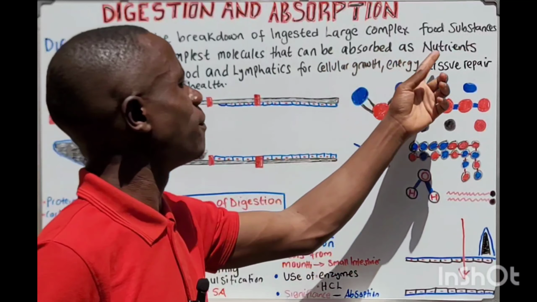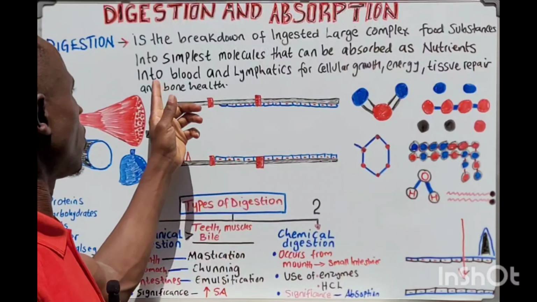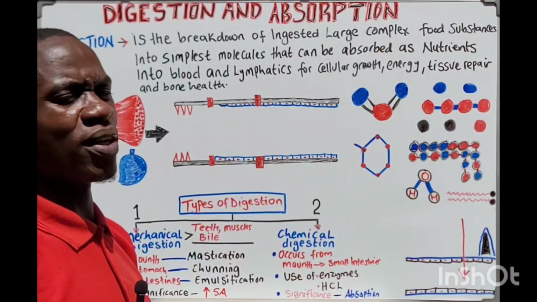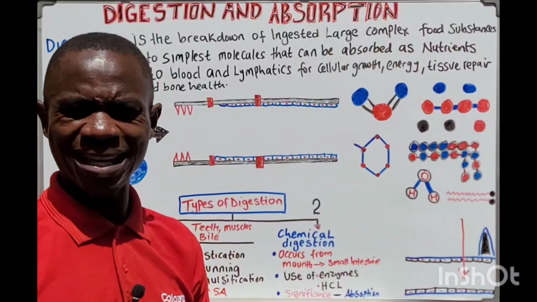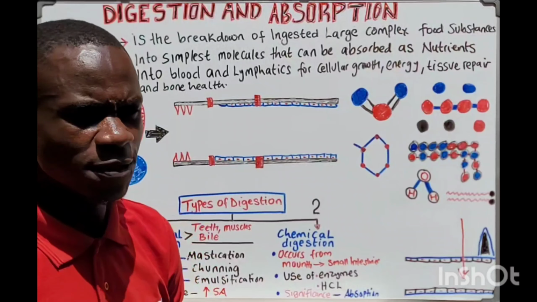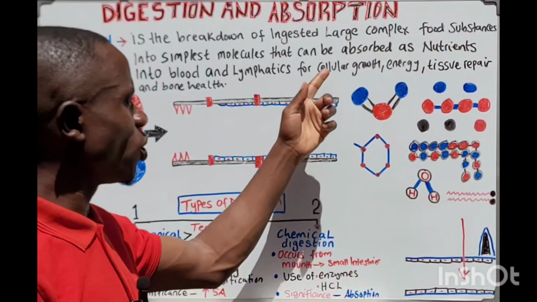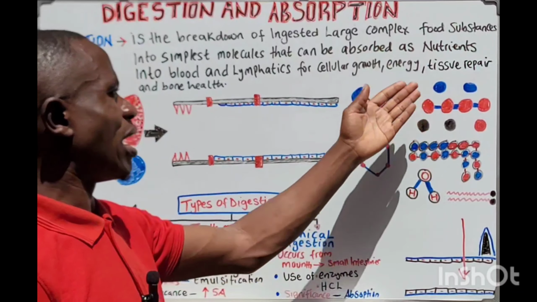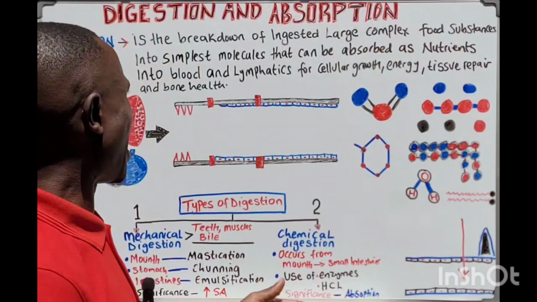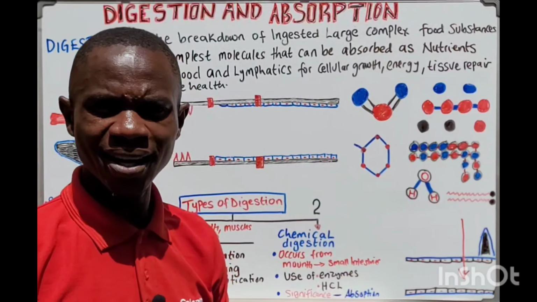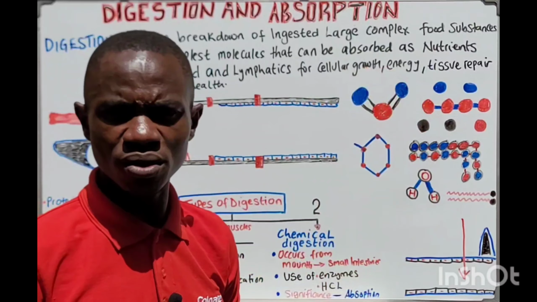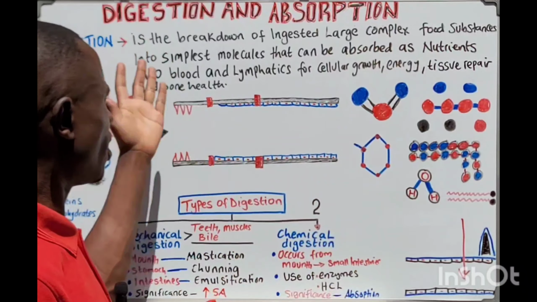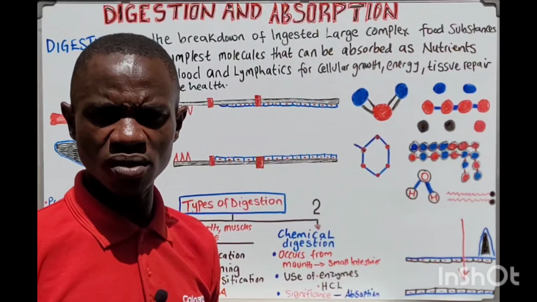Once these nutrients have been absorbed, they can get absorbed into the blood, and some of them can get absorbed into what we call the lymphatics. We shall see which food nutrients pass through the lymphatics. The whole purpose of all these nutrients is cellular growth, production of energy, tissue repair, and bone health. Okay, this is a detailed definition of digestion.